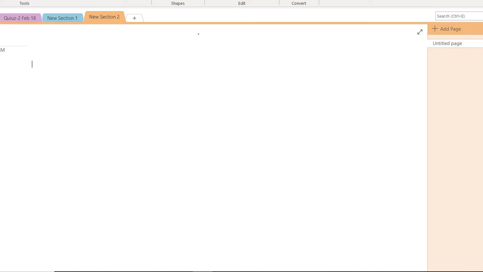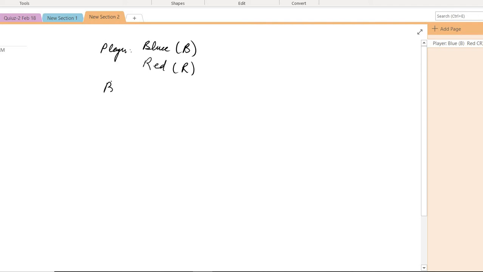Let's say we have two players. One is blue, and I would show it with B, and the other one is red, and I'll show it with R. The player blue starts the game, and it goes like this. He plays capital L or capital R. Then red comes. Red plays small l or small r.